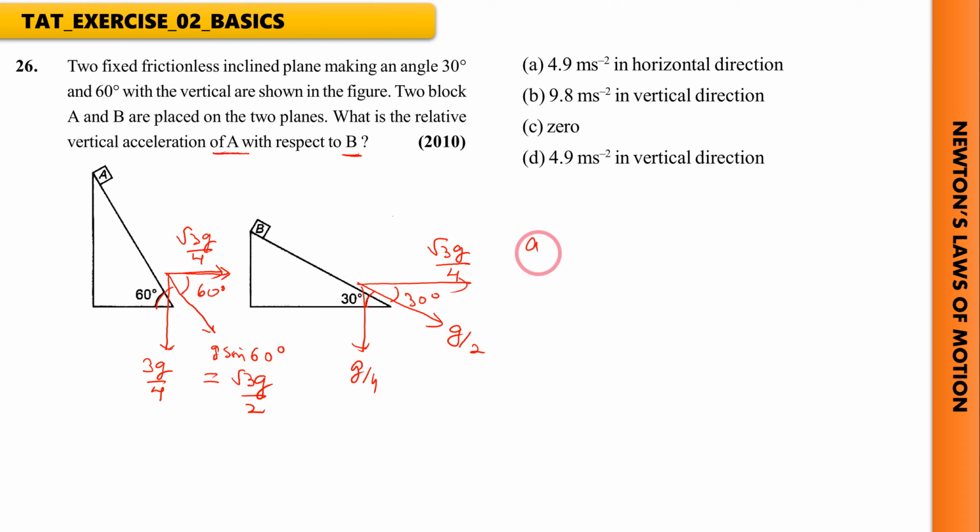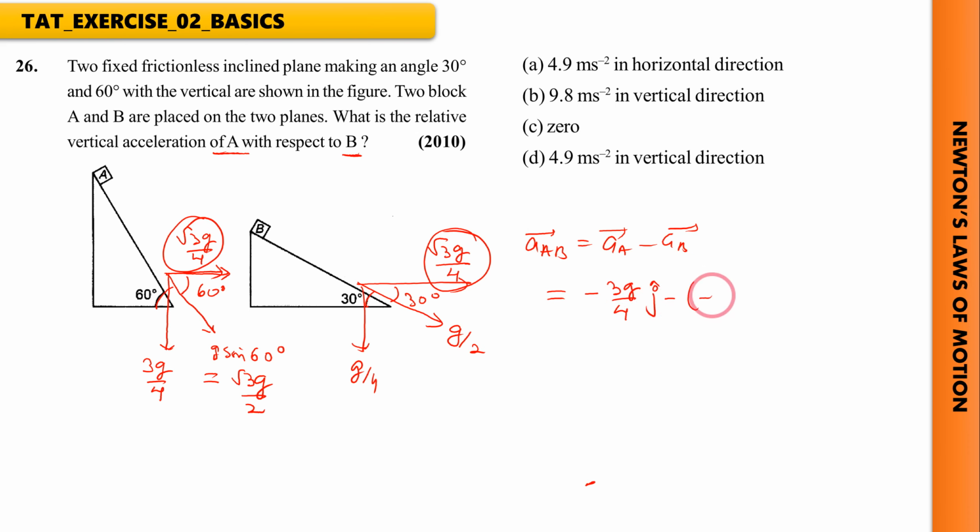Acceleration of A with respect to B is the acceleration of A minus the acceleration of B. The x-axis will cancel out because both are the same, so I am not writing that. On the y-axis, it is minus 3g by 4 j cap minus of minus g by 4, writing A's and B's components here like this. Now on solving this we are getting minus g by 2 j. So there is acceleration on the y-axis only, and that is 4.9. g by 2 means 4.9. Answer is D.